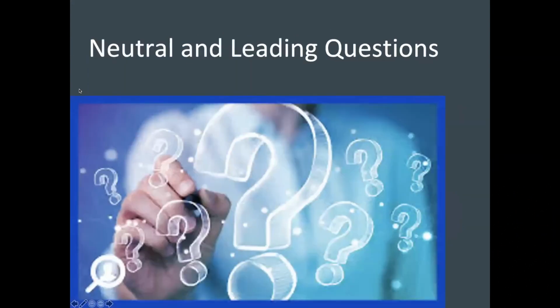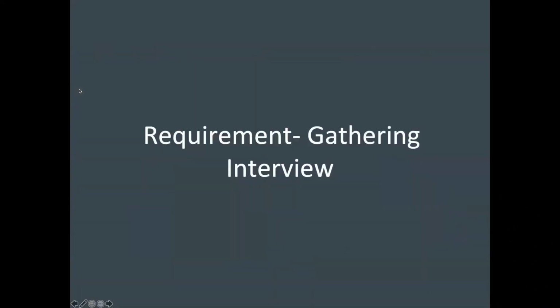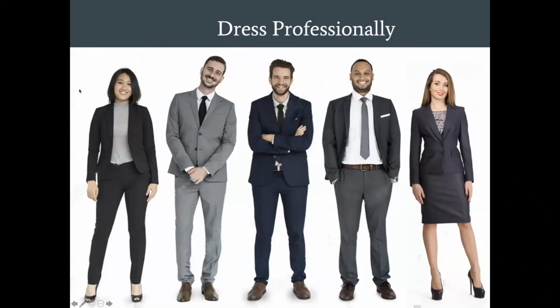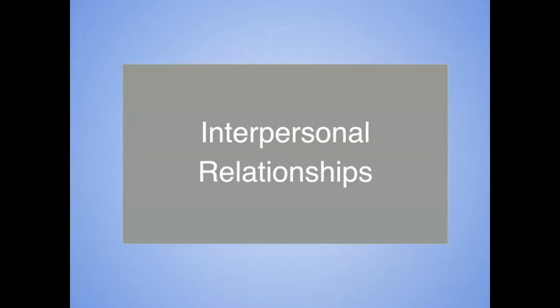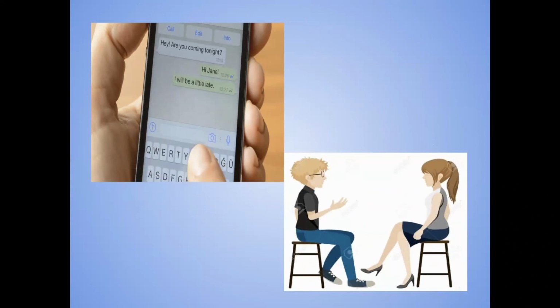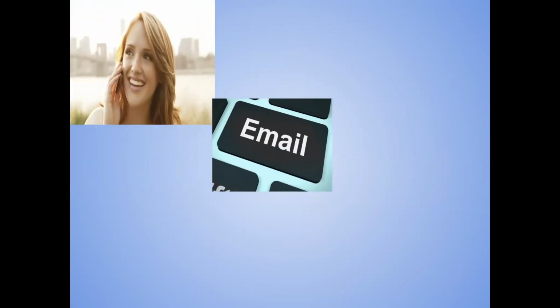So leading a neutral question, interview preparation, requirements gathering interview. So conducting an interview, professional dress, interpersonal communication. Now they had, I don't remember the questions, but if you're using an image, make sure you don't have the watermarks on it, because then someone knows that you took the image without paying for it.